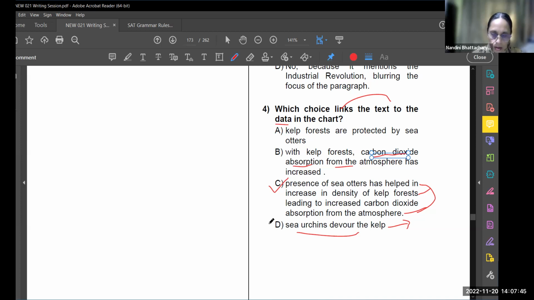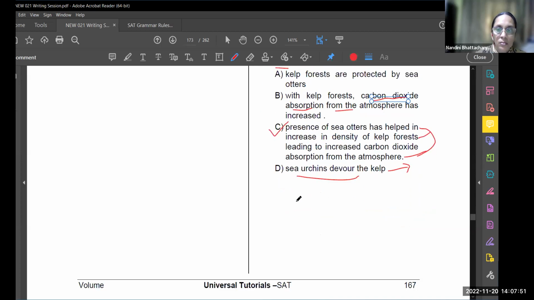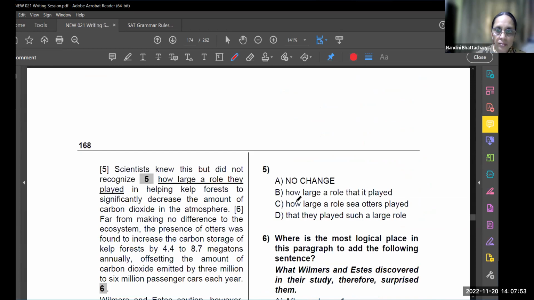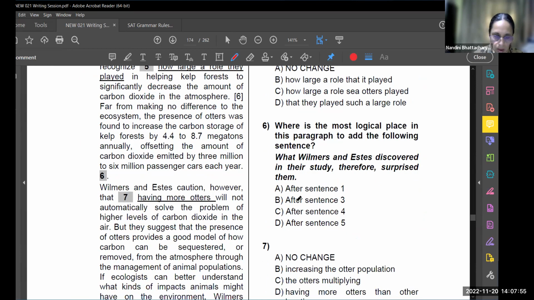Okay, any other doubt in session 13? You've done all of them? Not all of them. Sequencing question number 6. No, this is not sequencing. Sorry, this is adding a sentence. Any doubt in this? You've got the answer?